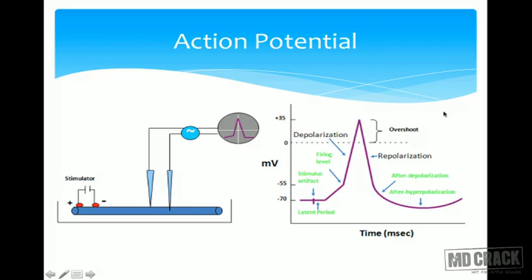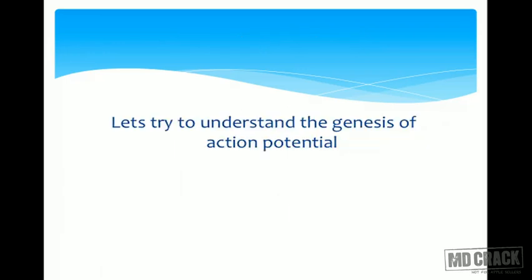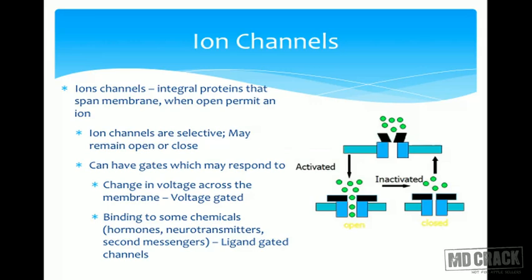Now we will see what causes the generation of the action potential. For that, you have to revise the ion channels. What are ion channels? These are integral proteins that form channels which are specific for some ion.